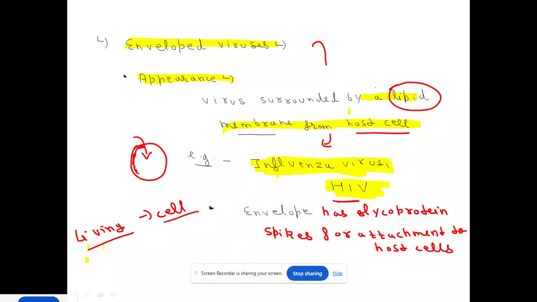So remember one thing, that this envelope has glycoprotein spikes, and these help in attachment to the host cell. As the virus is entering inside the host cell, it must attach to the host cell. That's why glycoprotein spikes are there. First tell me, Manya, is this clear? Then I will discuss COVID-19 also in detail. Have you noted it in your notes?